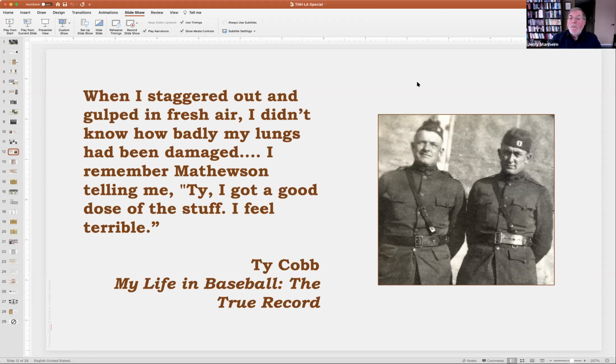Cobb and Mathewson become captains at the end of that season. They get shipped over to France. They're training on poison gas. There's an accident. They're both involved, but Mathewson gets by far the worst of it, and the story continues that he comes back and his lungs are weakened, and he died about 5 or 6 years later in 1925 of tuberculosis. That's the established history.